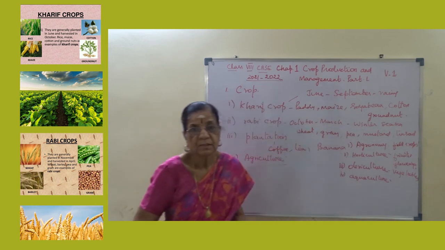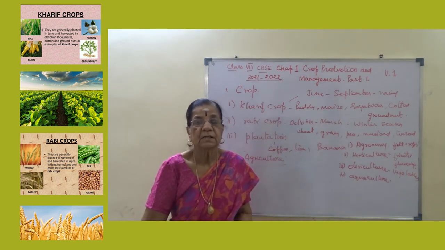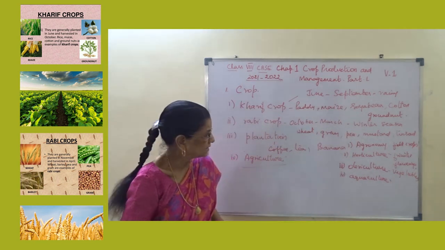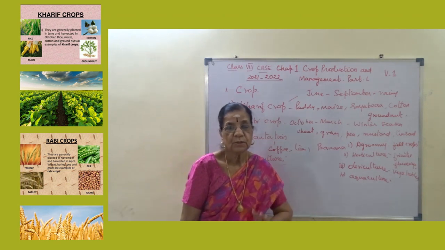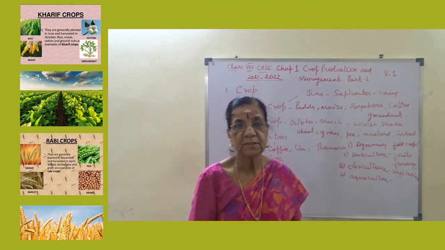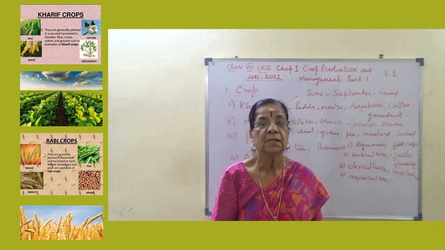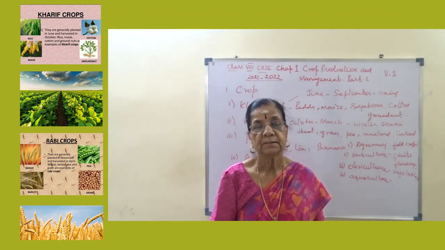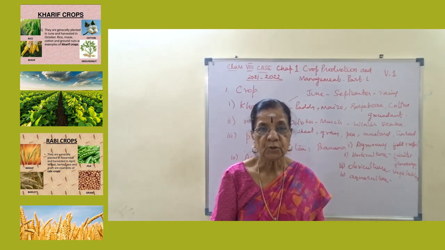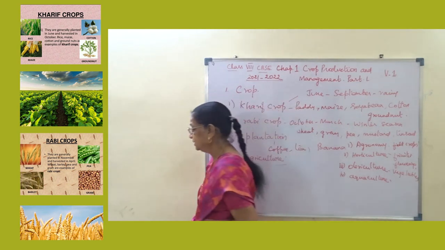Aquaculture, the growing of plants and animals in water. That is aquaculture. So what are the four sub branches of agriculture? Agronomy, horticulture, olericulture and aquaculture. I hope you remember this. So this is for agriculture.